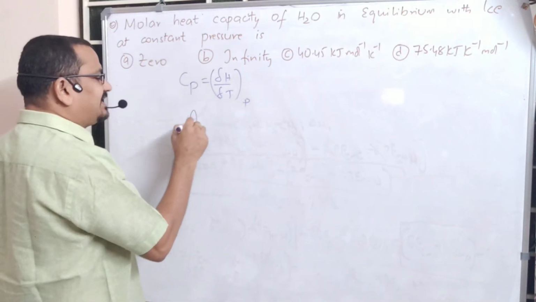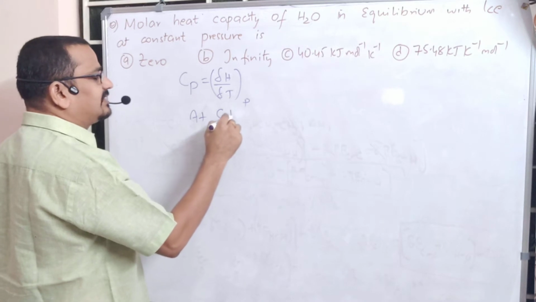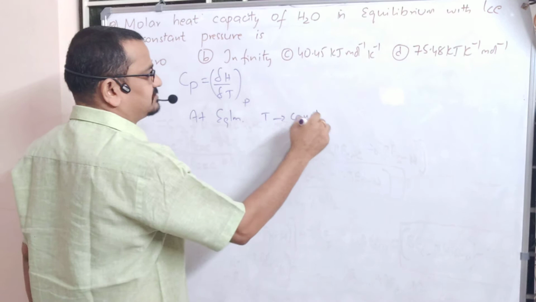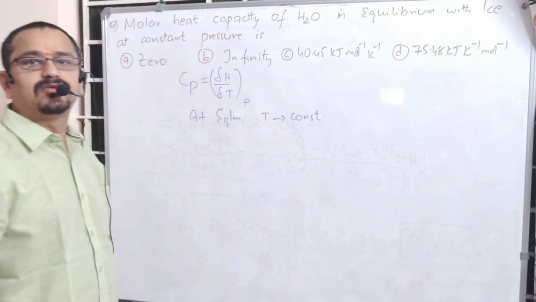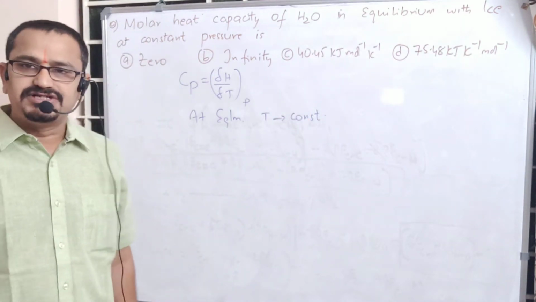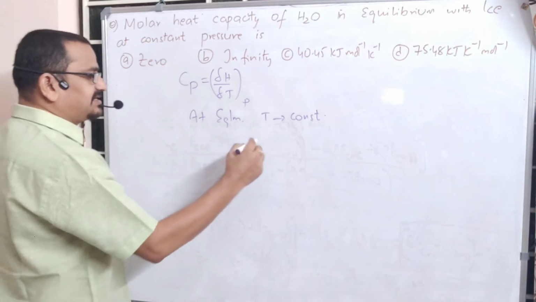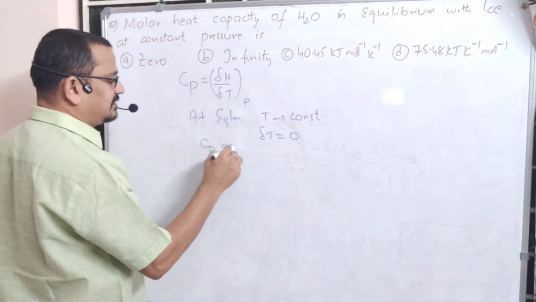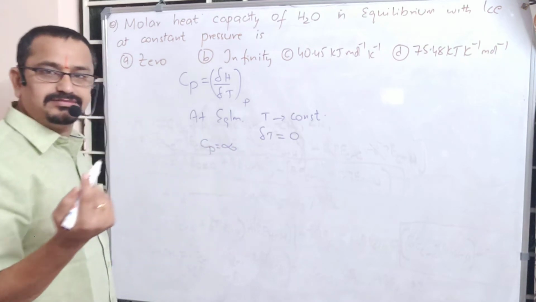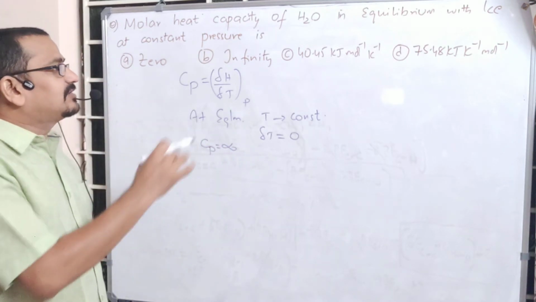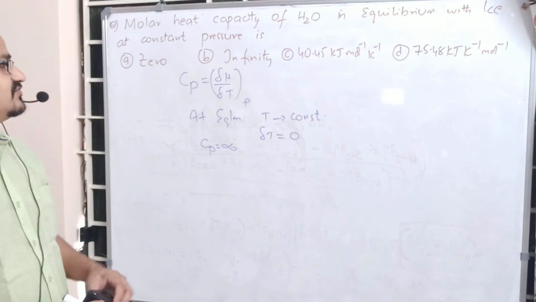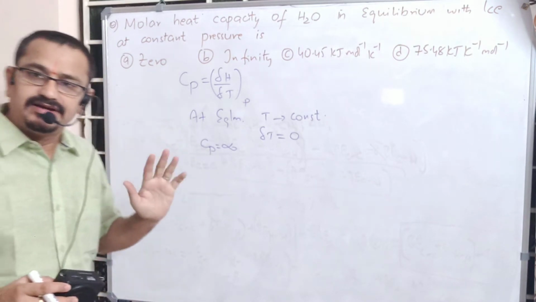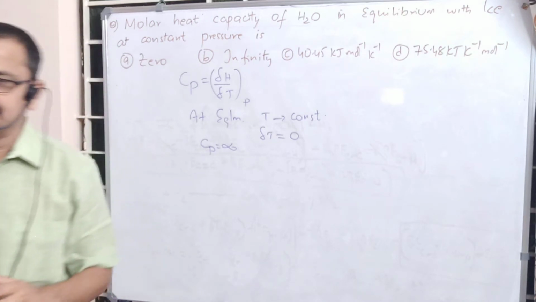Now at equilibrium, as they are at equilibrium, temperature will be maintained constant. That is the condition of equilibrium. All measurable parameters remain unchanged, constant, right? As temperature is constant, the change in temperature will be 0. So Cp will be equal to infinity. So they are simple questions only. We should have a good hold on the basic definitions, right? Now let us see one more question.